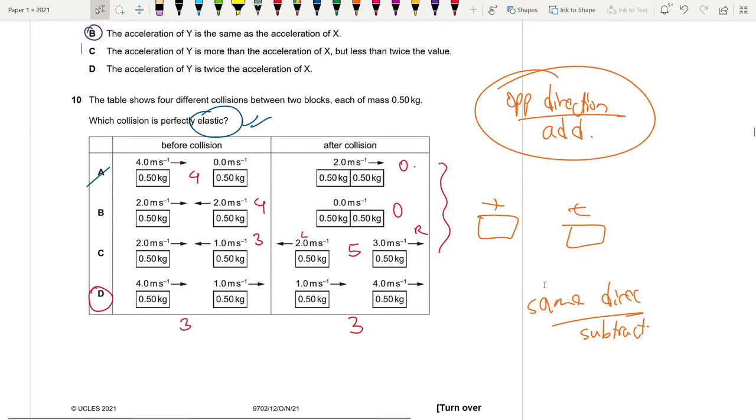Okay, let's go to the next one, 10. The table shows four different collisions between two blocks, each of mass 0.50 kg. Which collision is perfectly elastic? So remember guys, momentum is always conserved. For elastic collisions, you just need to compare the relative speed of approach and separation. If they match, it's an elastic collision. So just look at 10A.